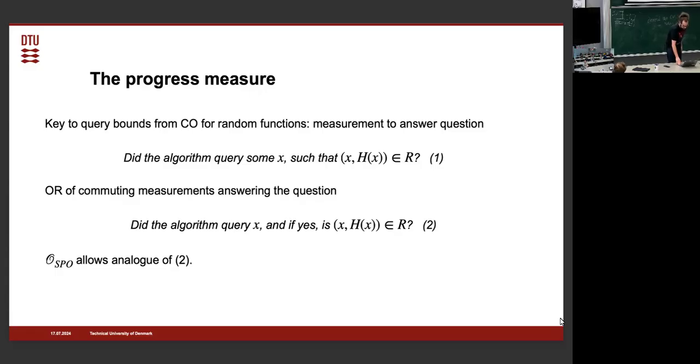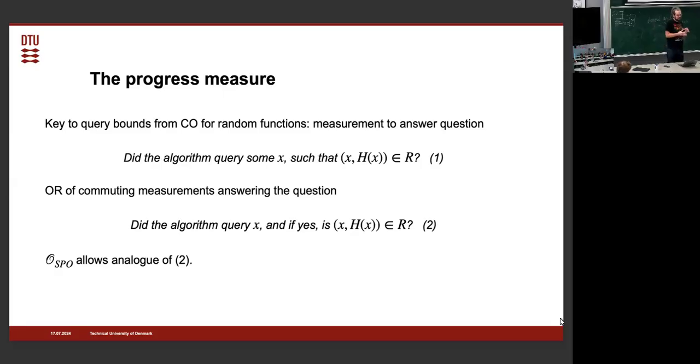Now, the good thing is our new oracle that we call SPO, Superposition Permutation Oracle, allows the analog of number 2 here. It allows for a measurement that can answer the second question here. For a particular input, did the algorithm learn the corresponding output? And if so, did the input-output pair fulfill the relation?